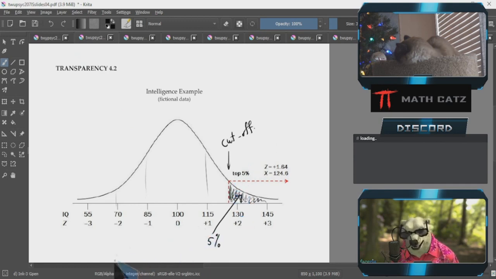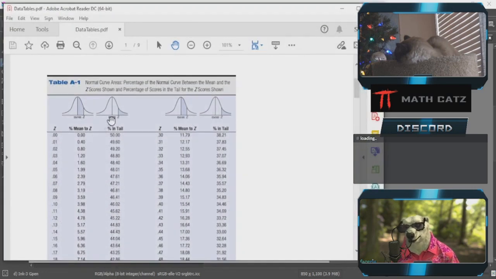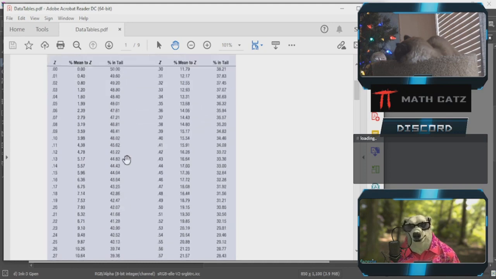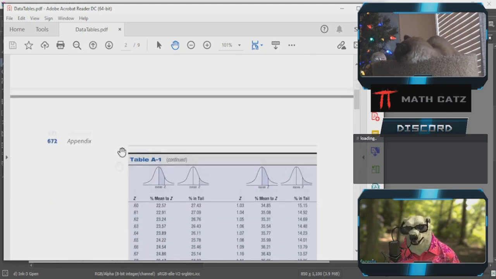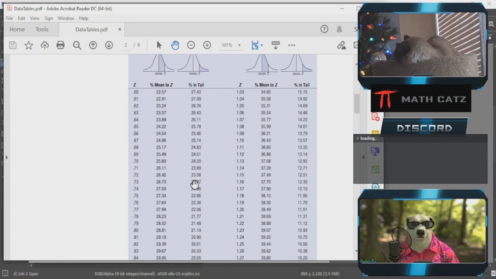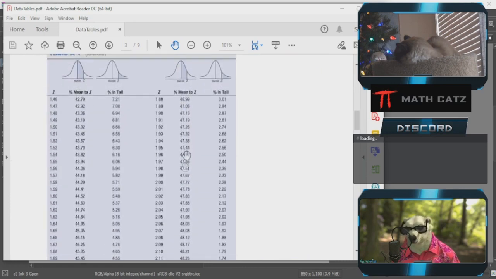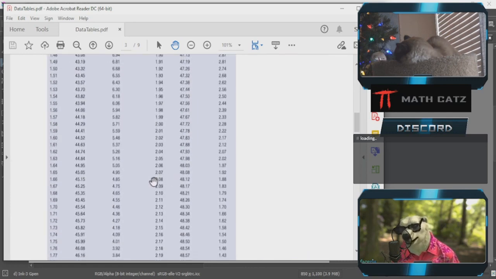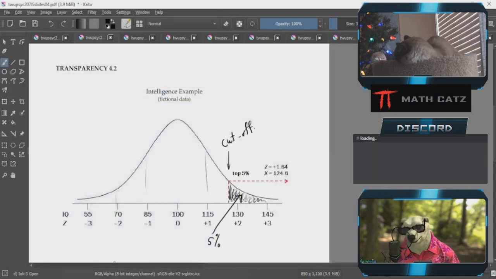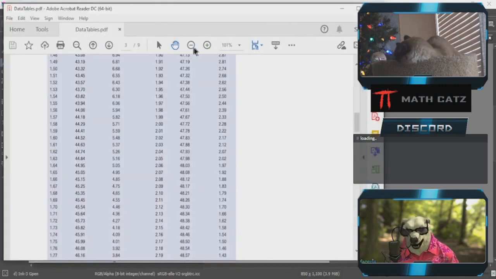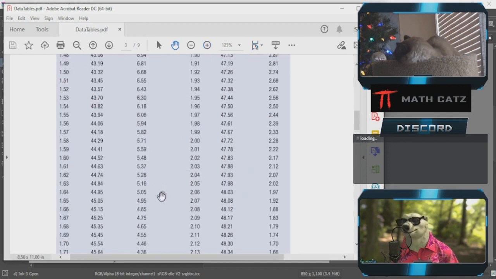How do we do that? Well, let's go to our table, and we're looking for the tail, 5% in the tail. Okay, so I'm going to have to go way down. 5%. Where are you? I'm coming up to it. Now again, there is some flexibility here. Where's 5%? There we go. That 5% is technically right in between these two.